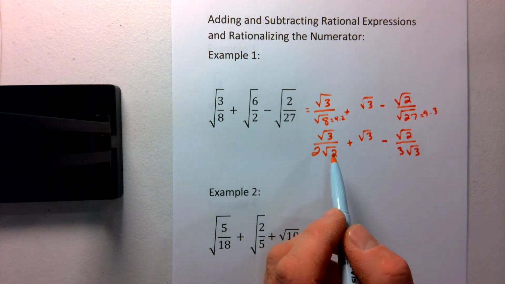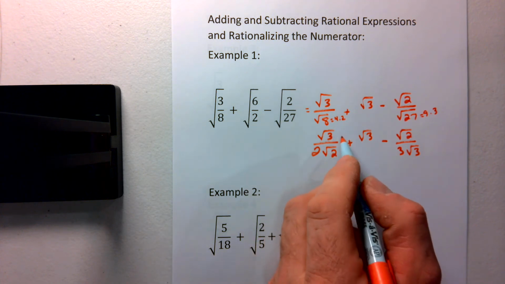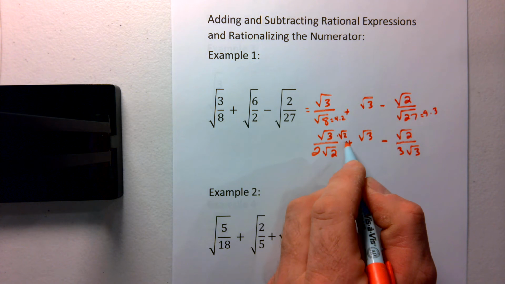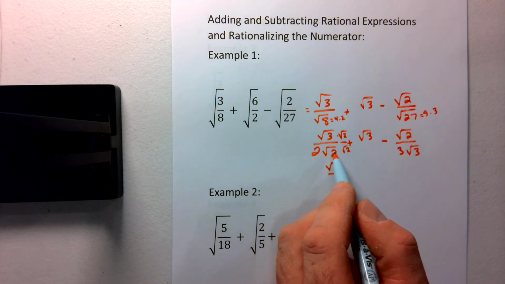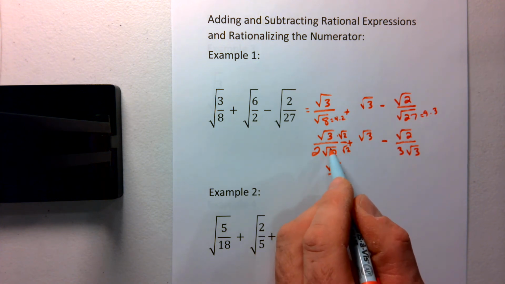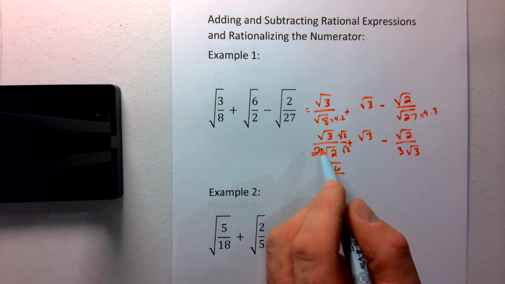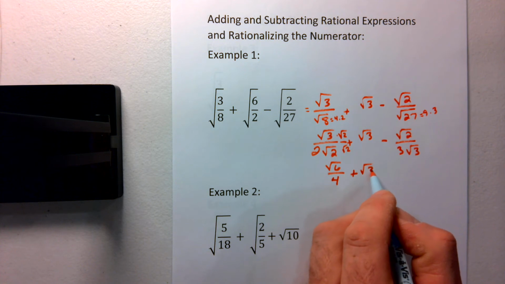Next thing I want to do is go ahead and rationalize my denominator. So to rationalize my denominator here, I'm going to multiply by radical 2 over radical 2. That gives me radical 6 divided by 2 times radical 2 times radical 2. My radical 2's will give me radical 4, which is 2 times 2, or 4. To that we're going to add the square root of 3.